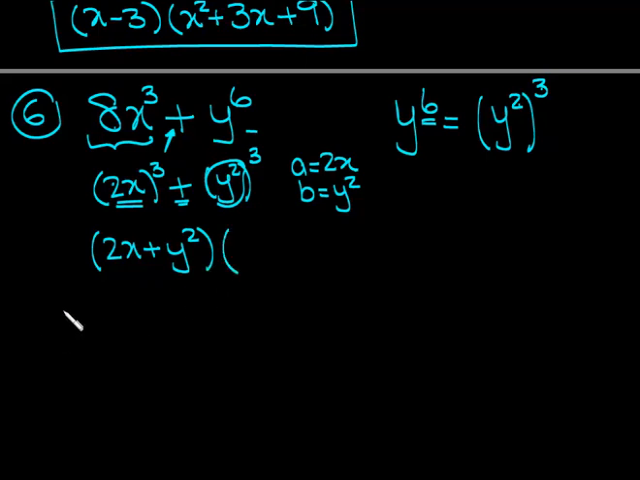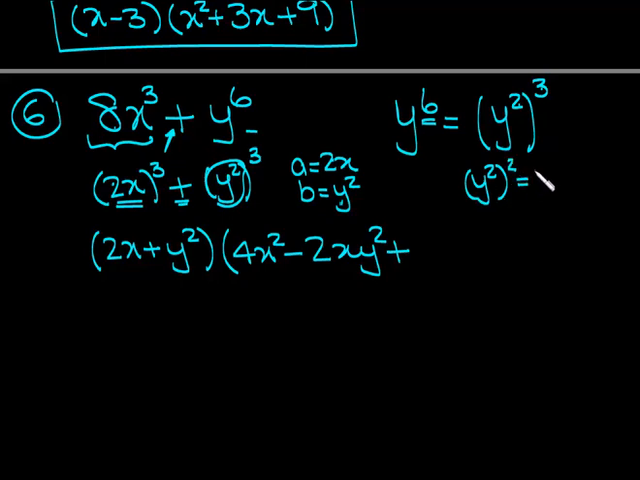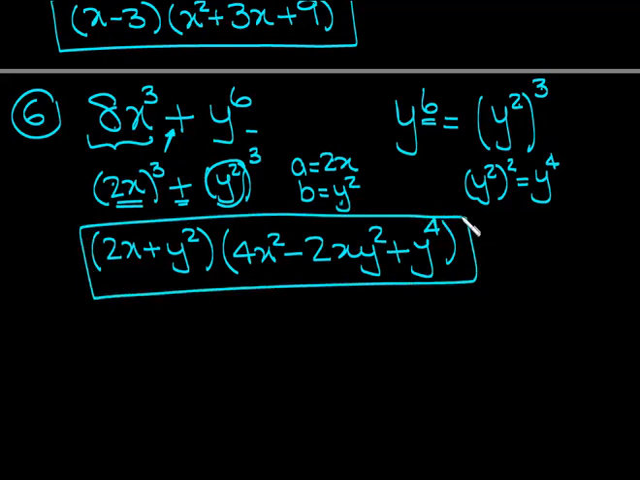Then I get a squared. So what is 2x times 2x? We get 4x squared minus a times b. So you multiply these two, so we get 2x y squared, plus b squared. What is y squared squared? If you square y squared, we get y to the 4. So there's the answer to that problem.